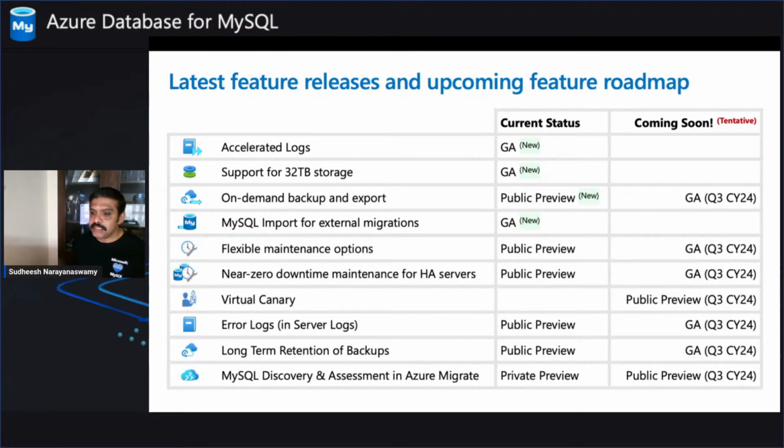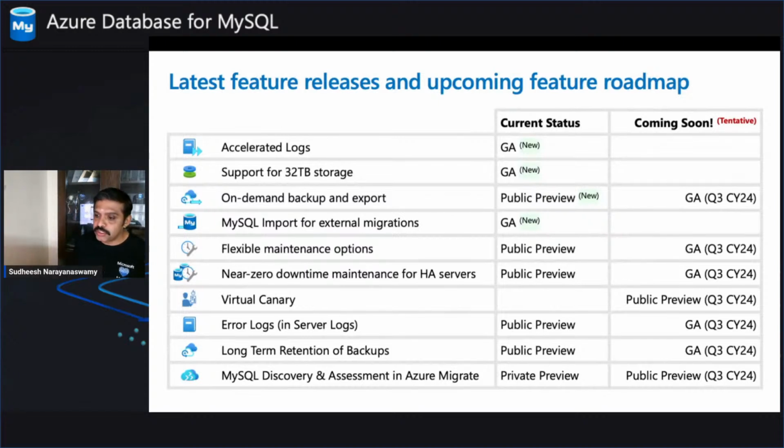Now, these are a few of the other features which will soon be there. One is a flexible maintenance option. This is currently in public preview. We expect it to GA in the next quarter. This feature helps you to reschedule up to 14 days. Even if a maintenance has been scheduled, if you want to move the schedule to an alternate date beyond the custom maintenance window you have already configured, it gives you that facility.